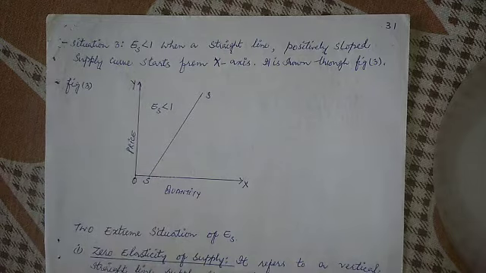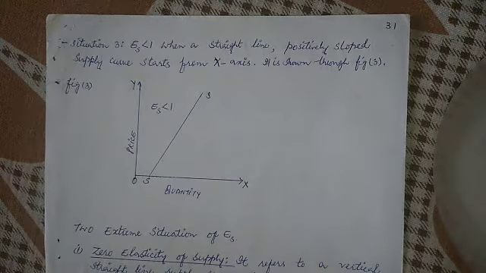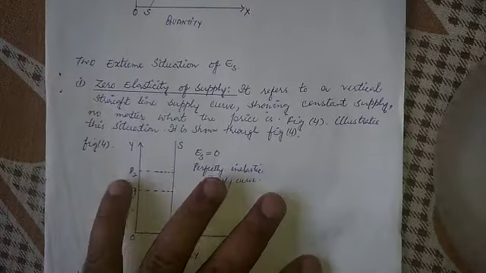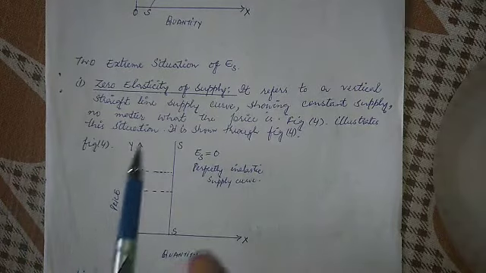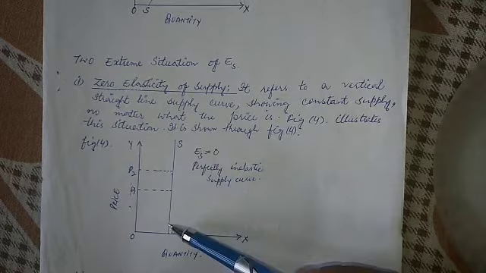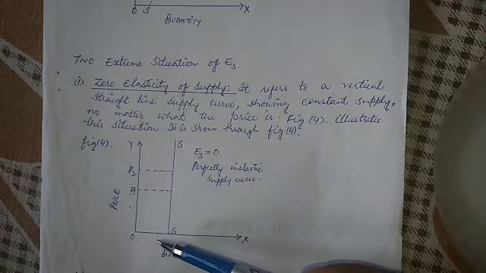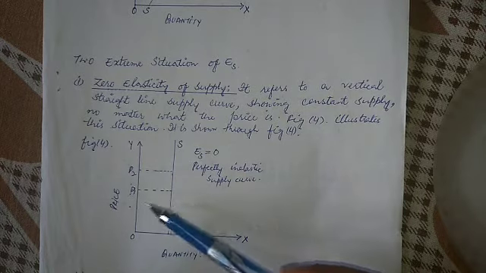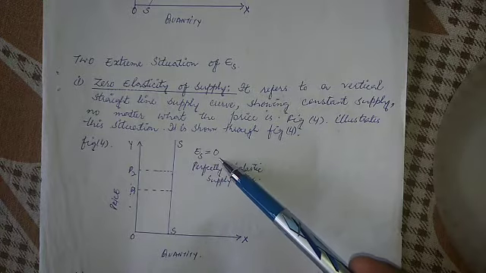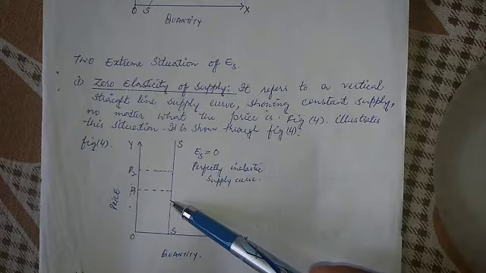Now, there are two extreme situations of elasticity of supply. Number one is zero elasticity of supply. It refers to a vertical straight line supply curve showing constant supply, no matter what the price is. This figure illustrates this situation. Elasticity of supply is 0, or we can say it is called perfectly inelastic supply curve.